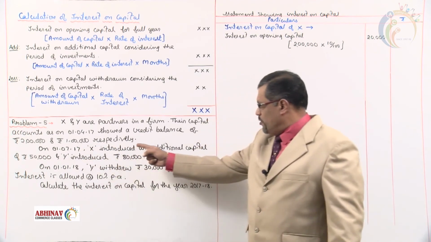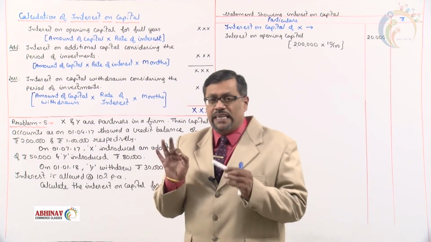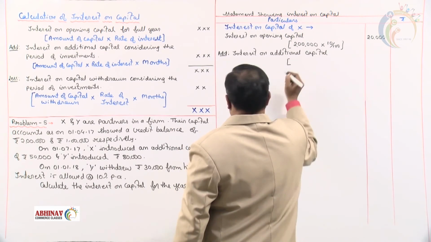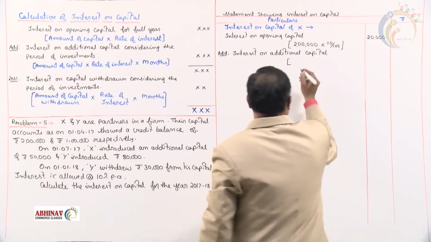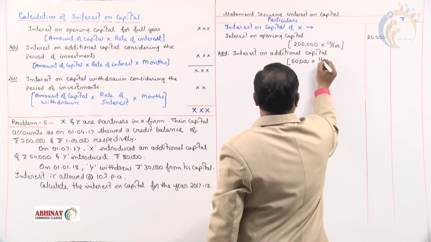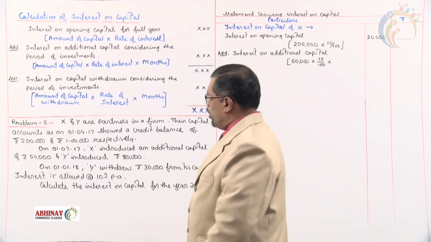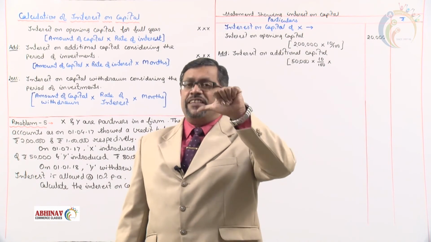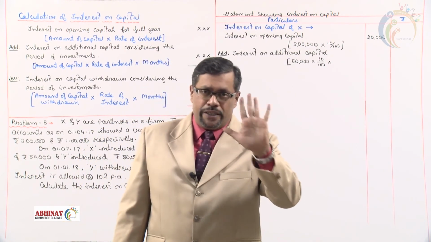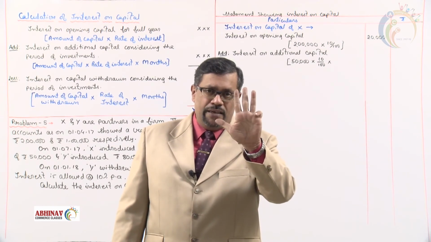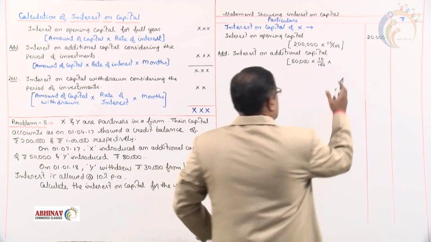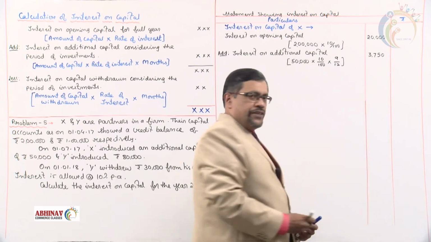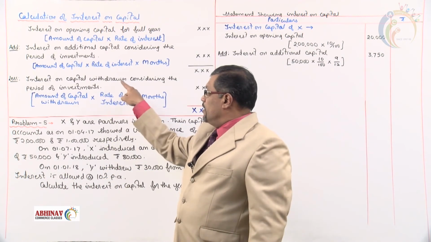Then, on 1st July, they have introduced an additional capital. X has introduced 50,000. We are calculating first only for X. So let us show that. Add interest on additional capital. How much is the capital he has introduced? 50,000, into 10%, that is 10 by 100. On what date? July. So from July to March, how many months? July, August, September, October, November, December, January, February and March. 9 months interest we have to calculate, into 9 by 12. What you get is 3,750.